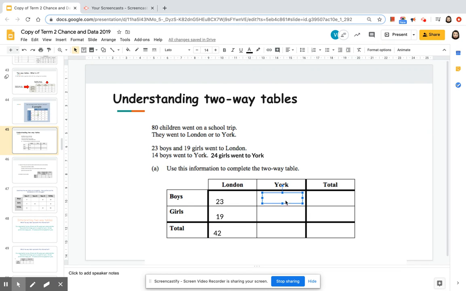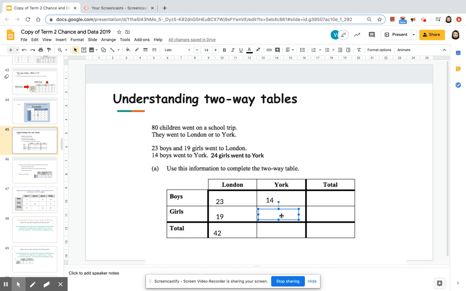Now, here, our next column, we're looking at the number of students that went to York. So in the first box of this column, it's in the boys row. So I need to find out how many boys went to York. And my information tells me that 14 boys went to York. So I'm going to put the number 14 here.